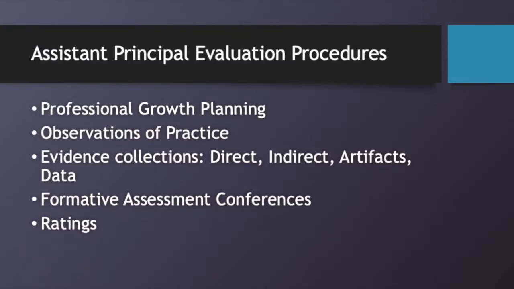Part of that process is the following procedures. As an assistant principal, you will still have a professional growth plan. You will still have observations by your principal. You will still have your supervisor collecting evidence, conducting formative assessment conferences, and as stated earlier, at least every 4 years as a minimum, a summative rating at the end of the year. Remember, those summative ratings can be yearly if your district so chooses.